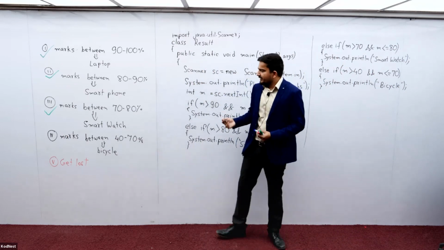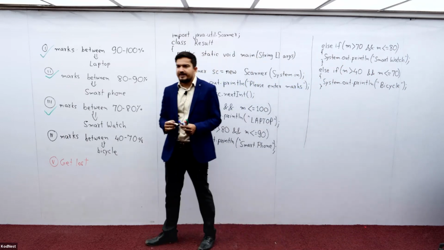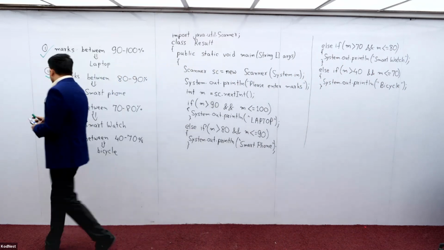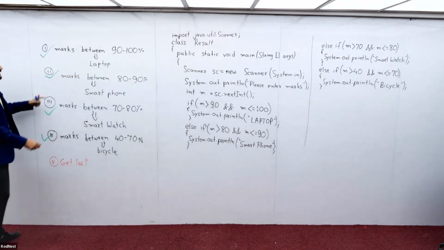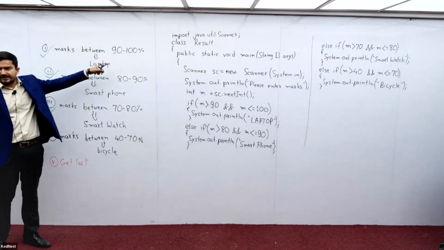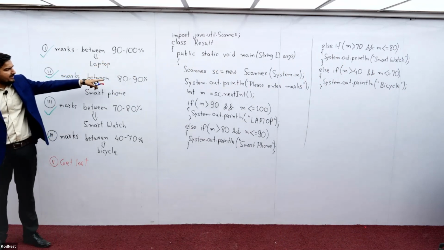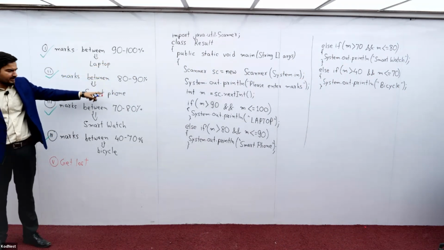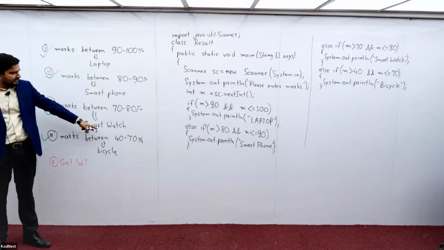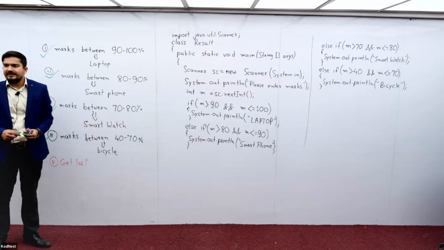Anyways, so for all the four conditions we have taken care now. We have taken care of the first condition when the marks will be between 90 and 100. Second condition when the marks will be between 80 and 90. Third condition when the marks will be between 70 and 80. Fourth condition when the marks will be between 40 and 70.